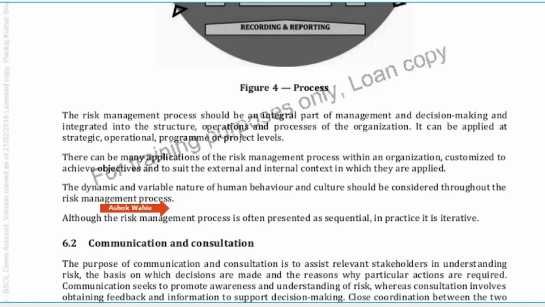And read the last line which I told you. Although the risk management process is often presented as sequential, in practice it is iterative. So at any point in time you can go back. So it is an iterative process from continual improvement perspective. Okay. Any questions in the generic part of the risk management process?